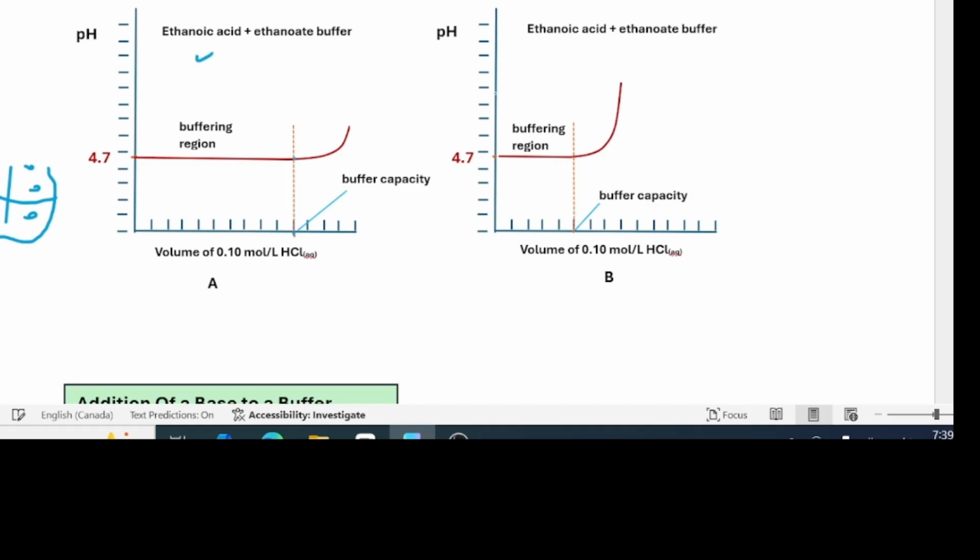As opposed to this other one here, where after you've added only half the amount of hydrochloric acid, you'll find that the pH will start to rise. So this one here will have less buffering capacity than that one there. And that has to do with the concentrations of these in solution. So the higher the concentration of the acid and the base, the greater is its buffering capacity.